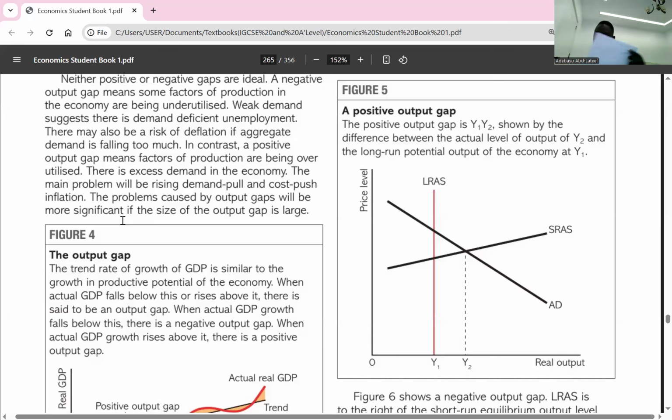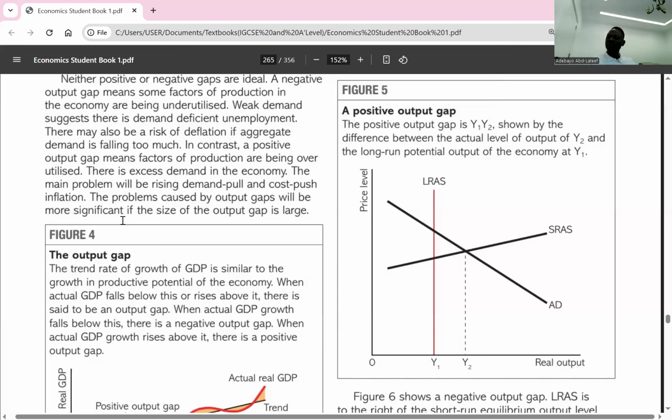I think it's clear. So for positive output gap, here I wrote, the graph above indicates that the long-run equilibrium output of the economy is at 0Y1. That's where the long-run equilibrium output is. However, the short-run equilibrium is higher. The short-run equilibrium is at 0Y2. So that means we are operating more than our capacity. So that is a positive output gap. Do you understand what positive output gap is here?